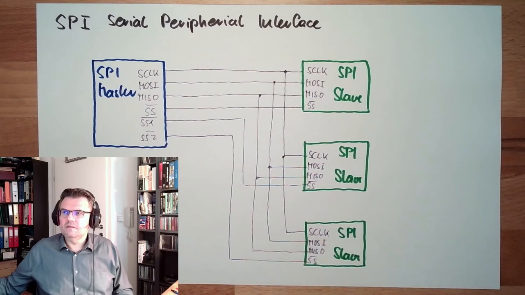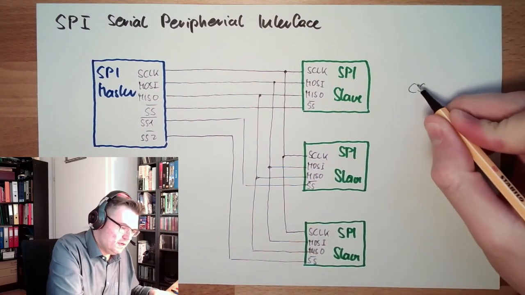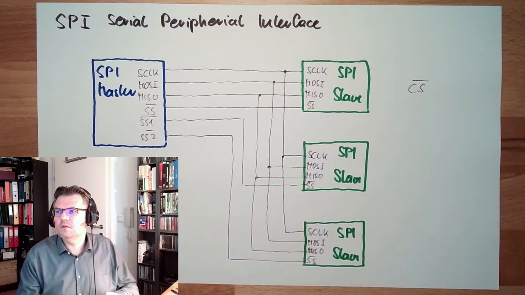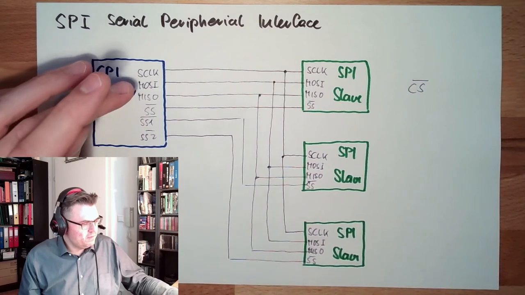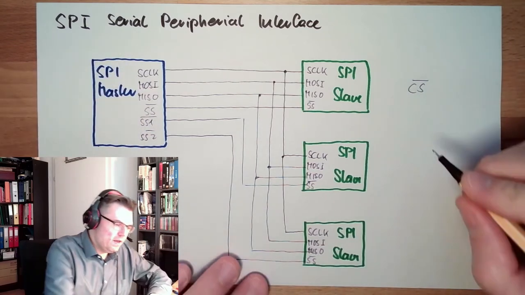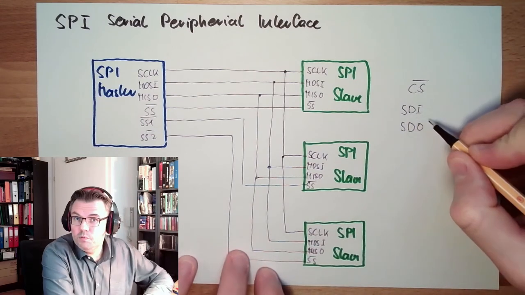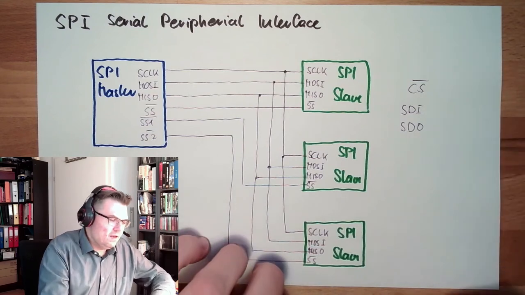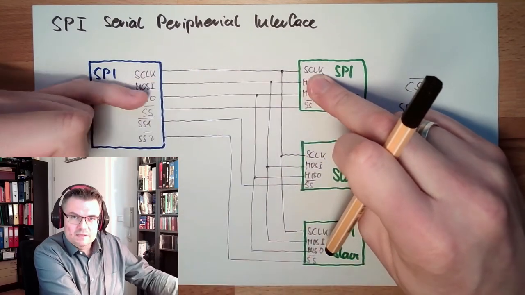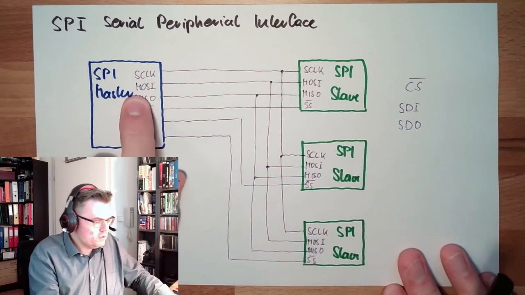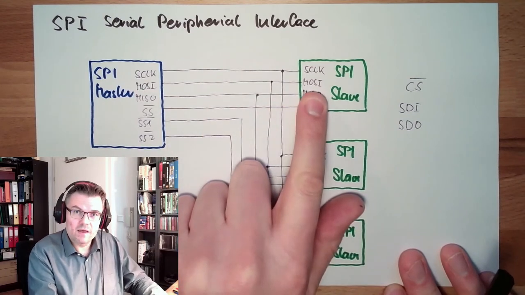Sometimes this SS is also called CS, chip select, or chip enable, CE. There are different names, also for MOSI and MISO. There might be SDI and SDO, serial data input and serial data output. And of course, if one is a serial data output and the other a serial data input, I need to plug them in this way: MOSI connects to MOSI, and SDO I have to connect to SDI.